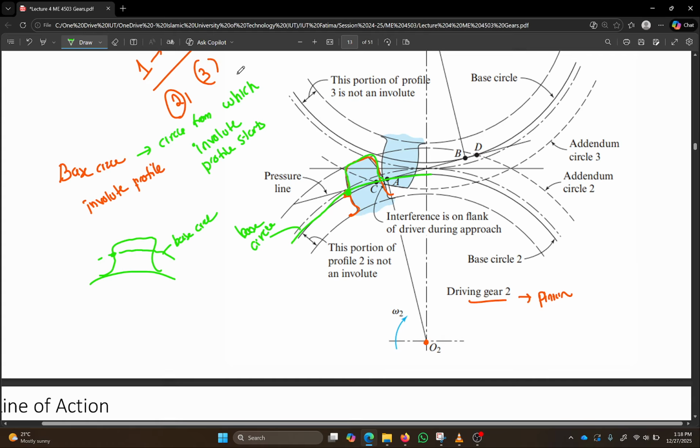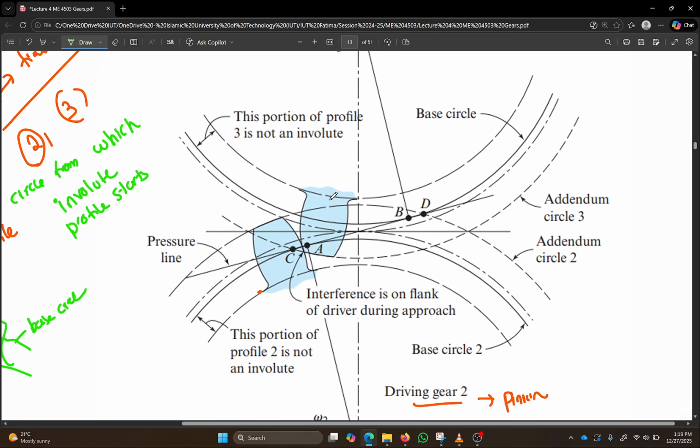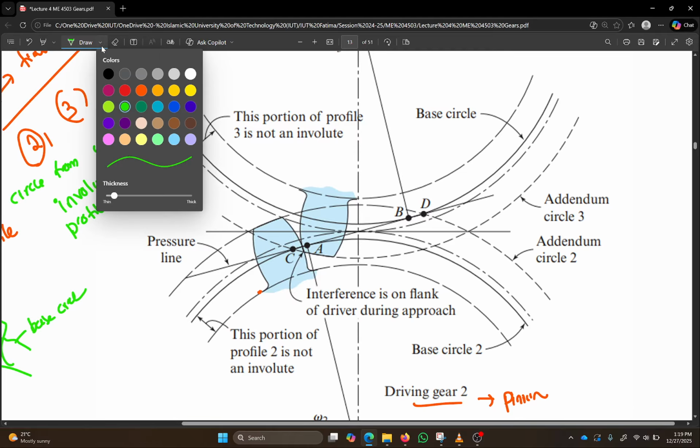Okay, so if you're clear up until here, another thing you need to know is let's look at other circles over here. If you know the base circle, let's try to see where the circles are. I'll try to color code them so that it's easier for you to understand. So let's use red to refer to our pitch circles.